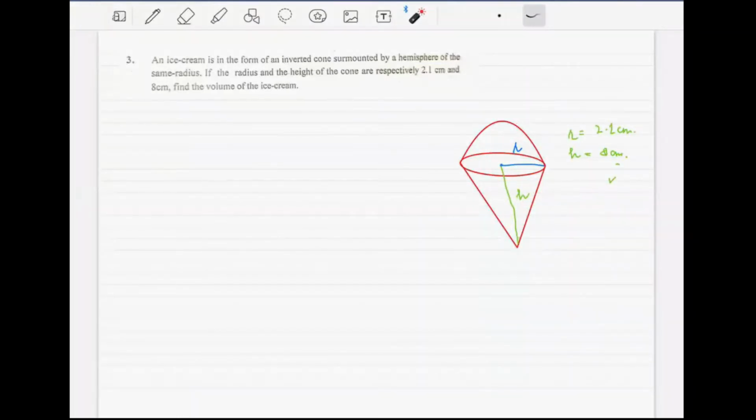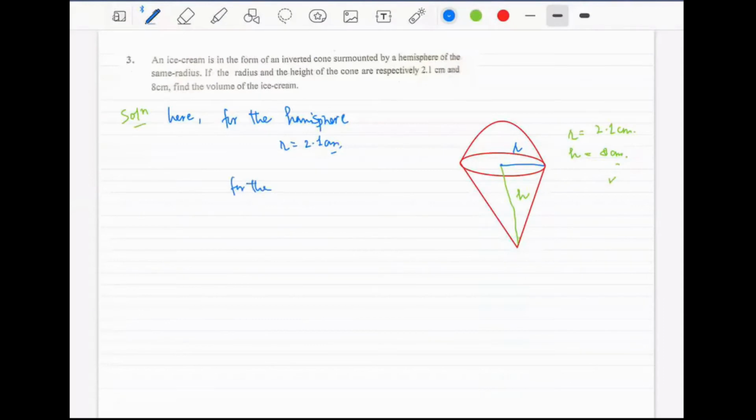Easy as that. Okay, then let's see the solution. So you say here, for the hemisphere, you have to write the parameters separately. For the hemisphere, how much is the radius? 2.1 centimeter. We only need the radius, right, for the hemisphere.